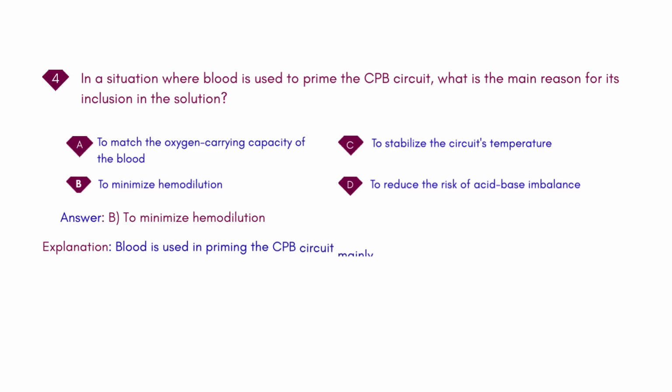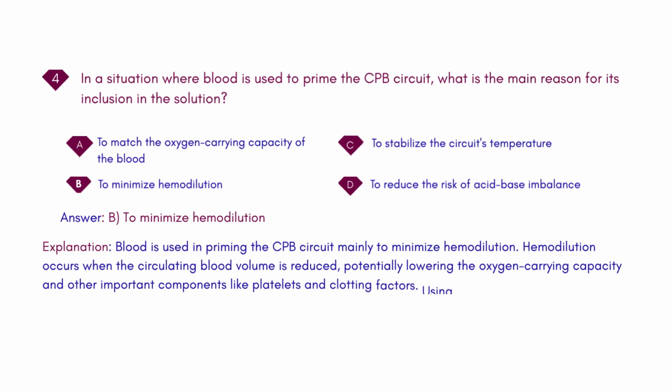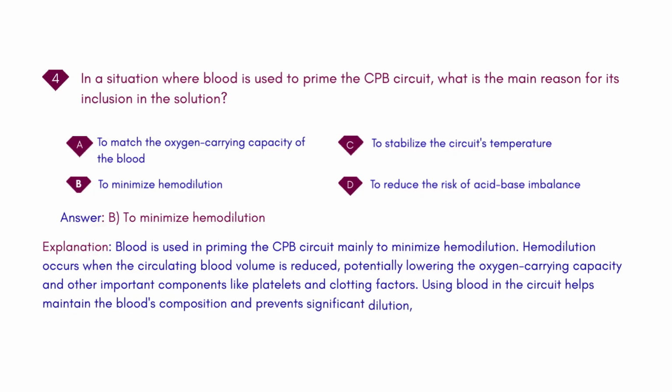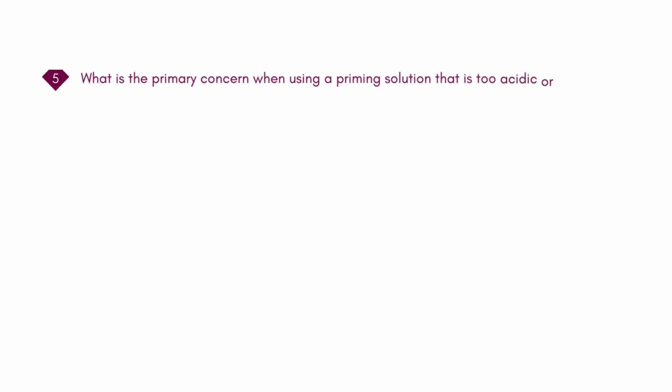Explanation: Blood is used in priming the CPB circuit mainly to minimize hemodilution. Hemodilution occurs when the circulating blood is diluted, potentially lowering the oxygen carrying capacity and other important components like platelets and clotting factors. Using blood in the circuit helps maintain the blood's composition and prevents significant dilution, which could compromise patient stability.